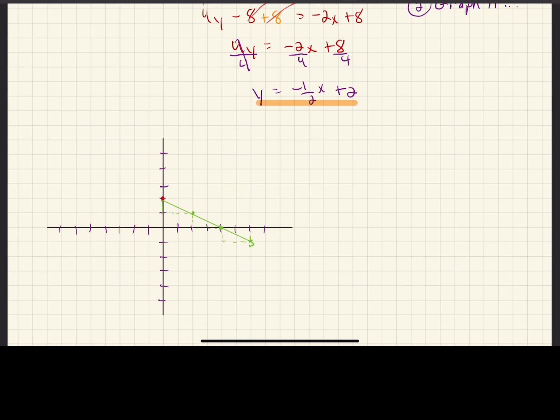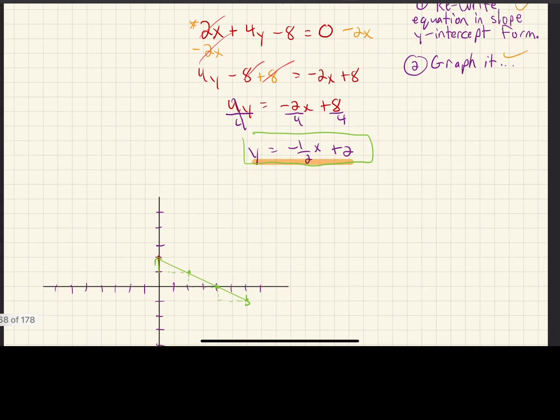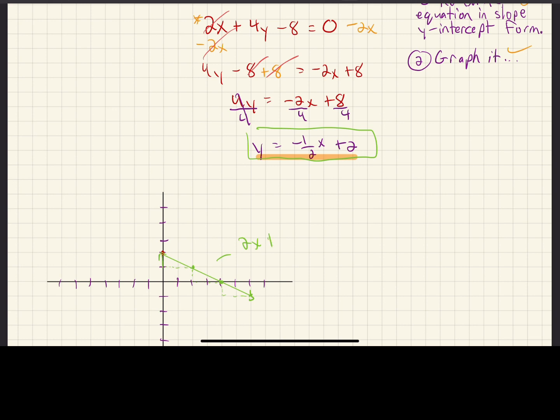Okay. And so this really is the equation. Although it's written like this, it's essentially the same equation as 2x plus 4y minus 8 equals 0.